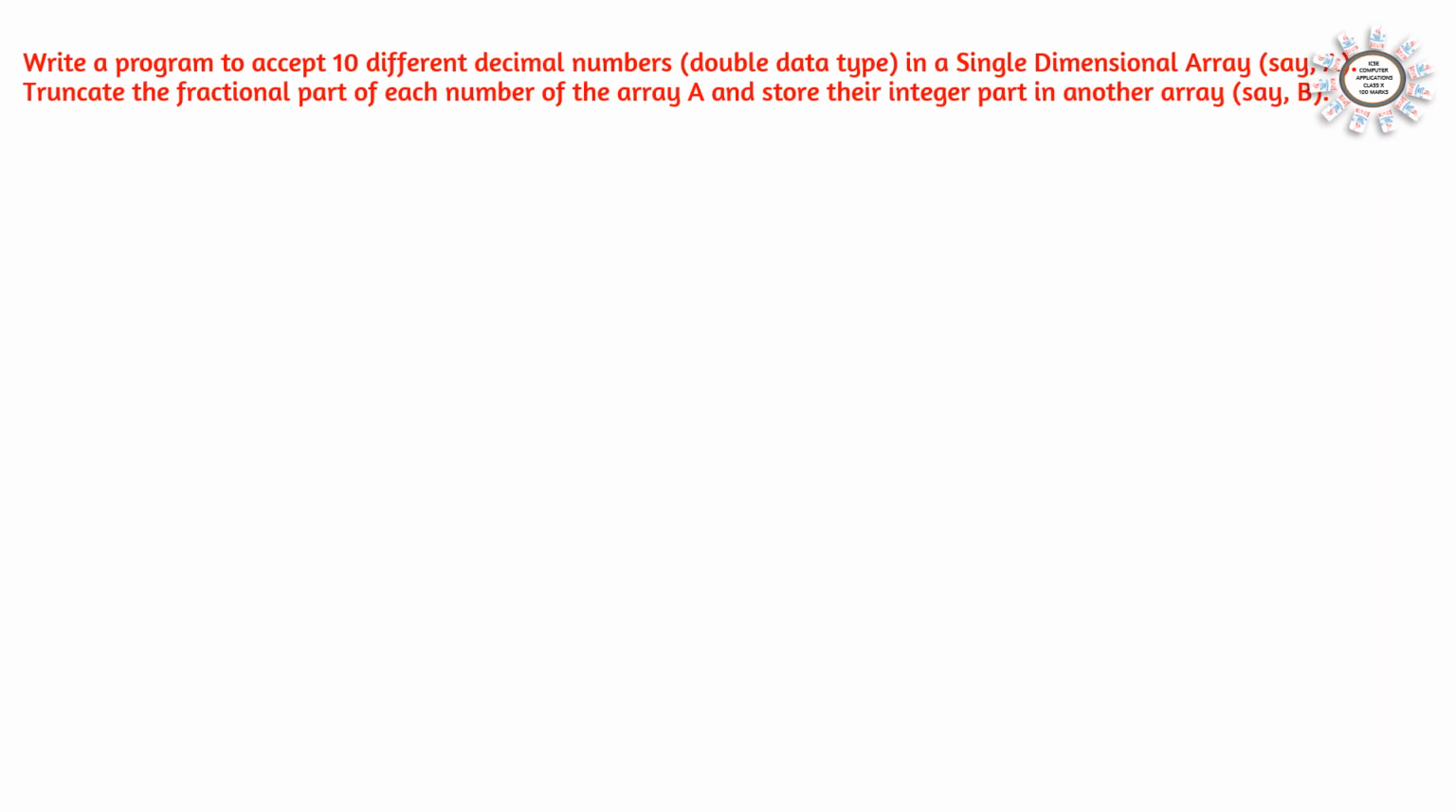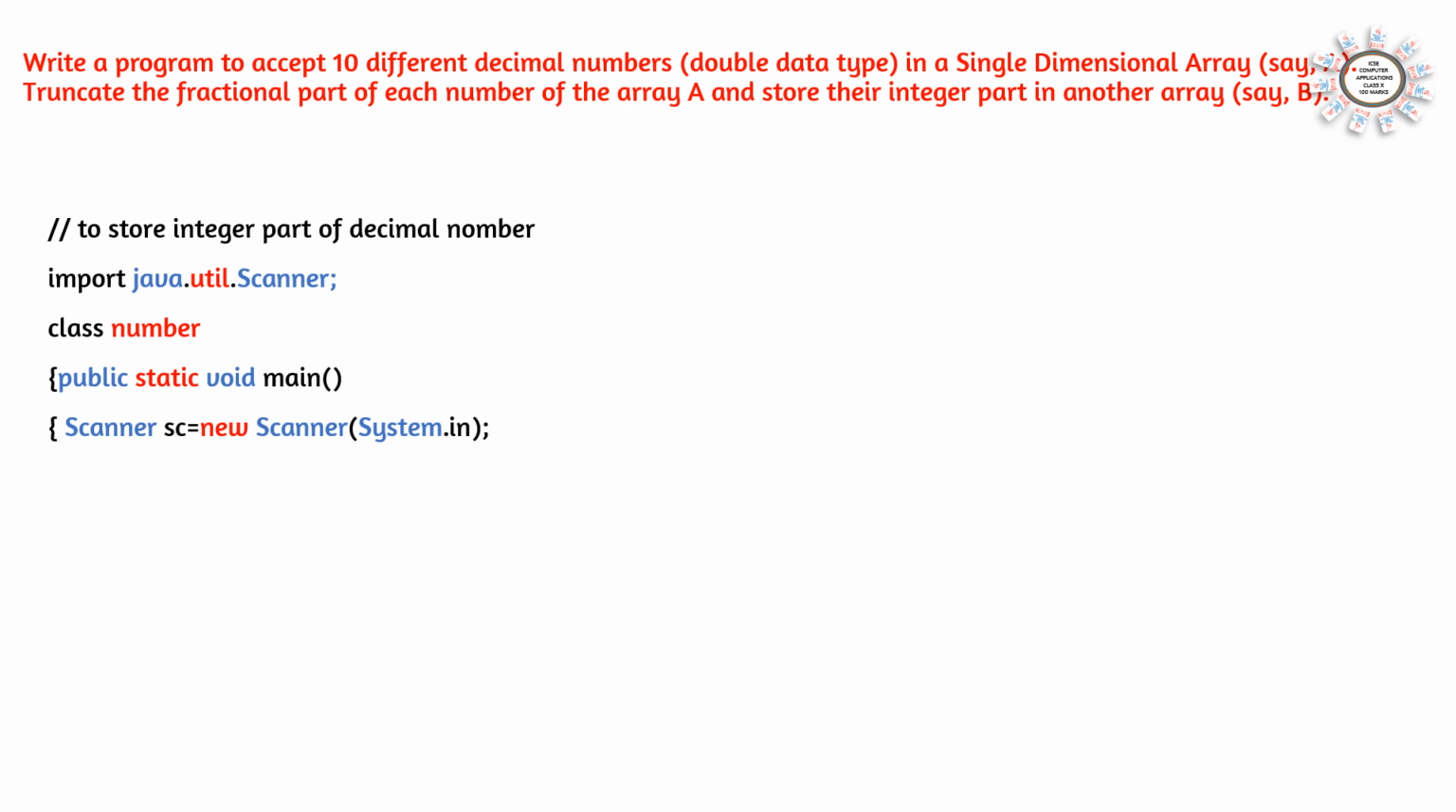Next question, write a program to accept 10 different decimal numbers in a single dimension array. We can say it is array A, and truncate the fractional part of each number of the array and store the integer part in array B. So in this case, as we can see, we have to declare two arrays. One which can store decimal numbers, and second array which can store integer numbers, that means the integer part from the decimal array.